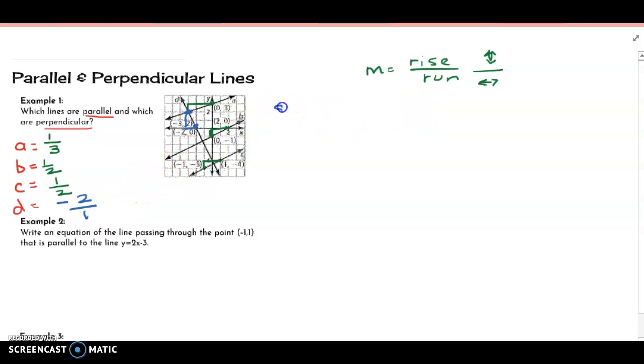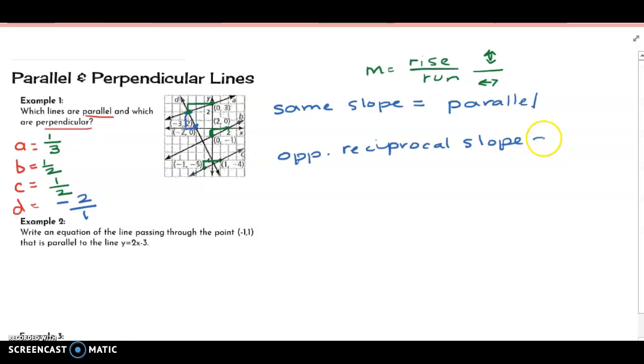So remember, same slope means what? Same slope means they're parallel. And then opposite reciprocal slopes means what? Opposite reciprocal slopes means they're perpendicular. Okay, and remember the symbol for parallel is like this, symbol for perpendicular is like an upside down T.